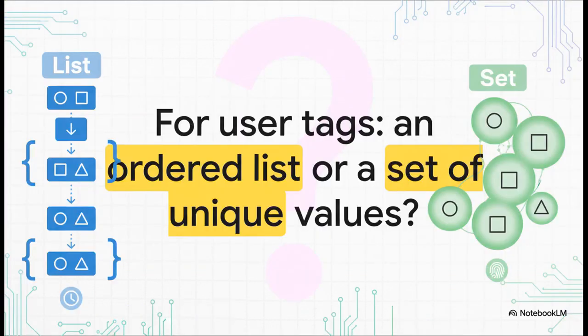So, I'm going to leave you with a little puzzle to think about. Imagine you're building a new feature. Users can add tags to a blog post, like Java or programming. Now ask yourself 2 questions. First, does the order in which they add the tags matter? And second, should a user be able to add the exact same tag twice? The way you answer those 2 simple questions will tell you exactly which collection is the right tool for the job. Give it some thought.